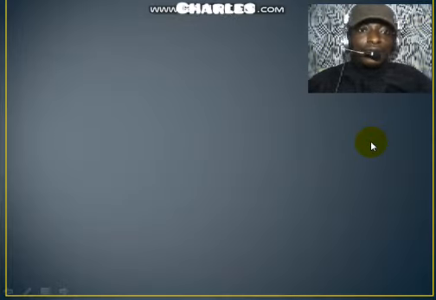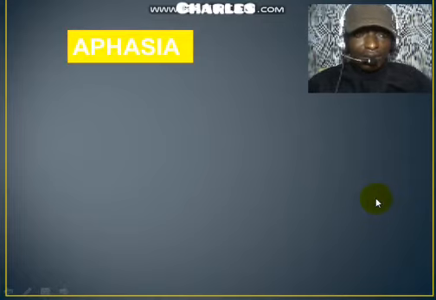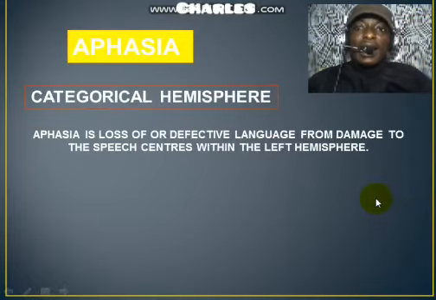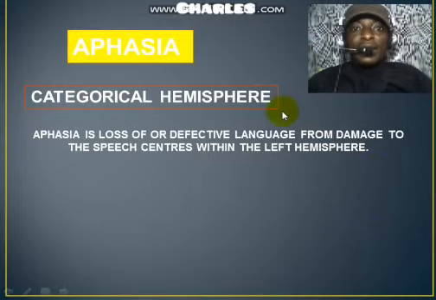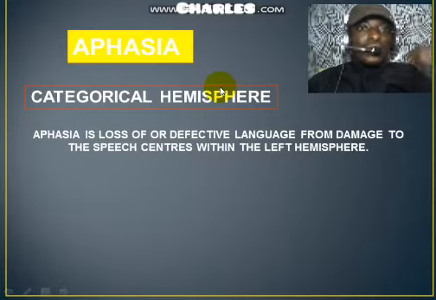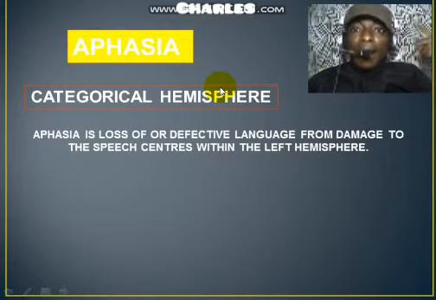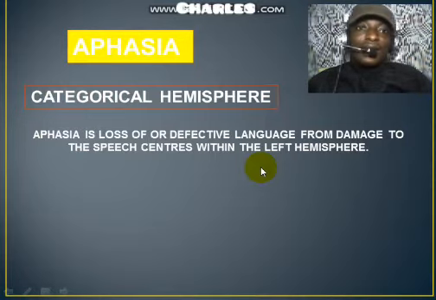Okay, going forward, aphasias are disorders of speech, or speech disorders. Okay, so we'll look at them in detail here. It is actually a problem that is related to the categorical hemisphere. Remember, the left hemisphere is specifically important for speech production. So whenever there is a problem with the left hemisphere, you have aphasias, that is speech disorders. Aphasias result from damage to the speech centers within the left hemisphere.